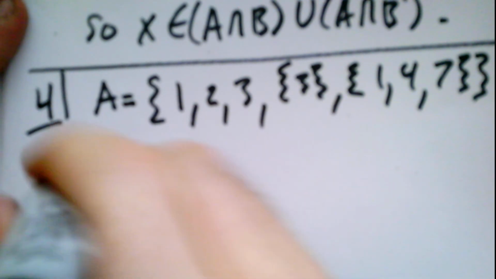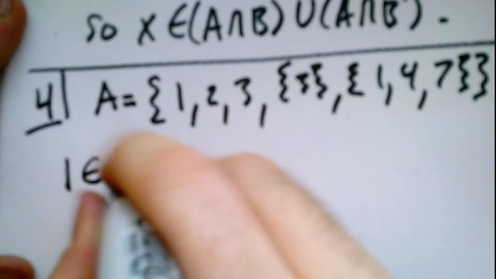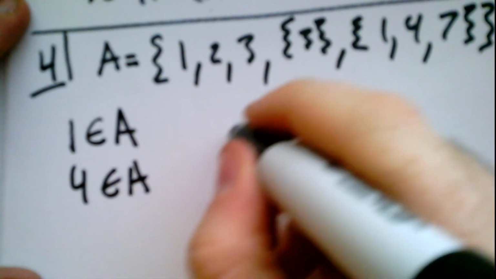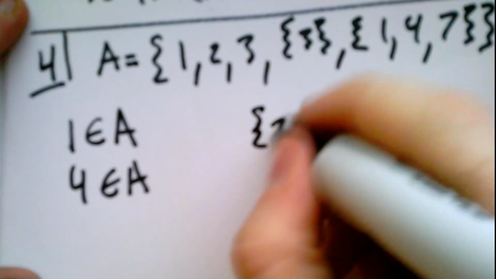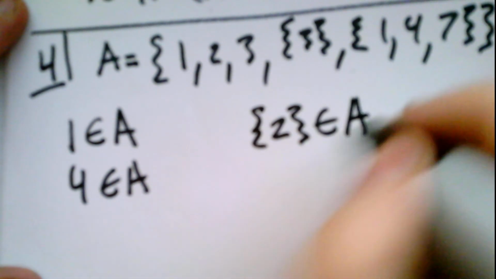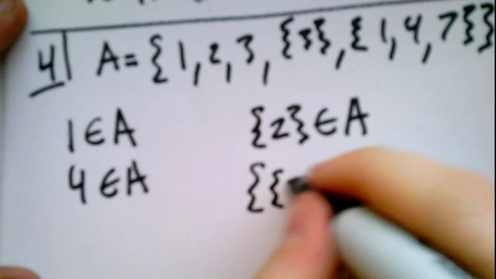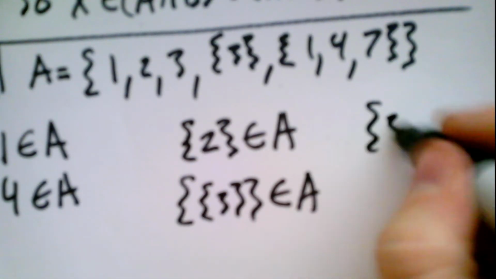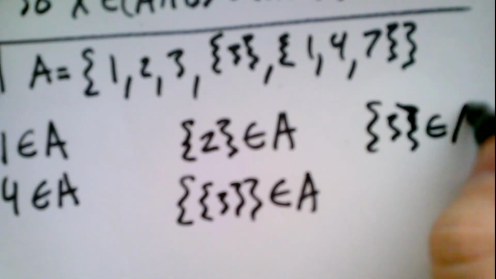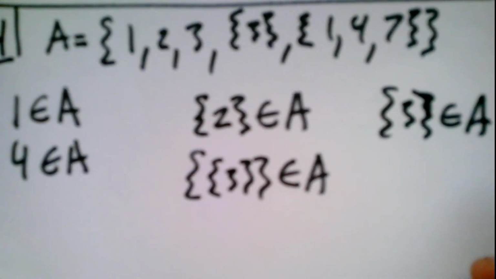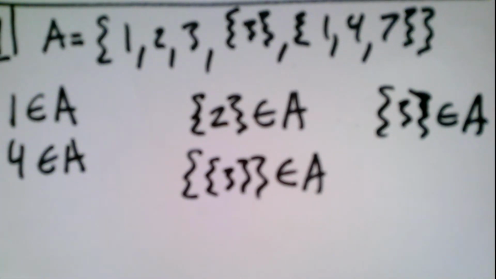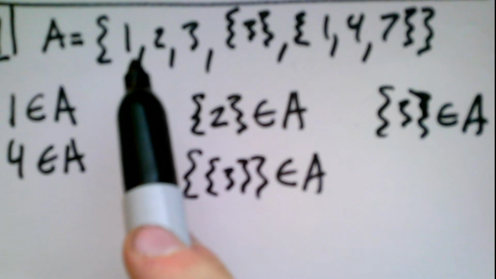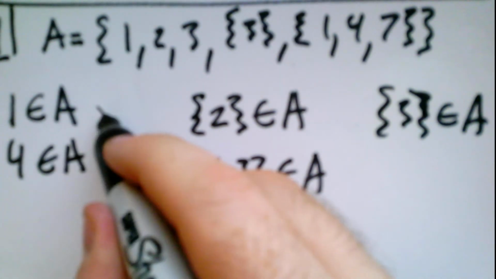So 1 is an element of A. 4 is an element of A. The set containing 2 is an element of A. The set containing 3 is an element of A. The set containing 3 is an element of A. So I have these 5 statements, and I want to figure out which of these statements are true and which are false. Is 1 in A? Yes, it is right there. 1 is in A. This is true.